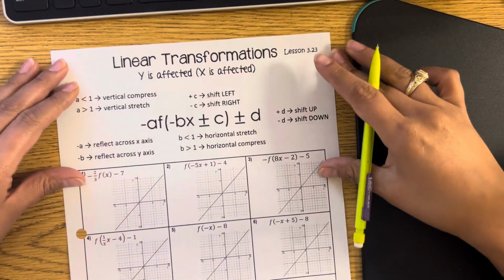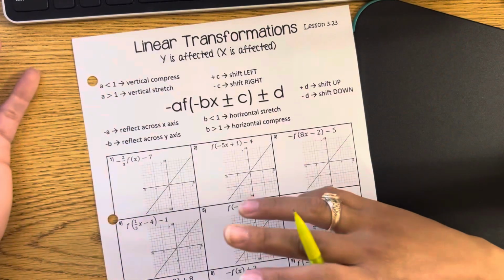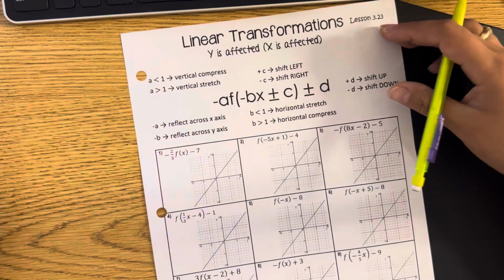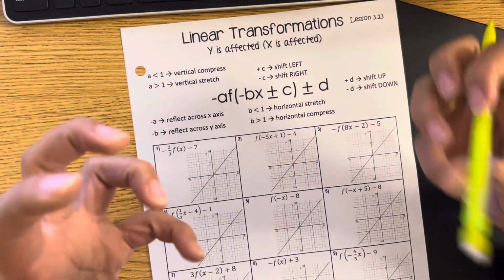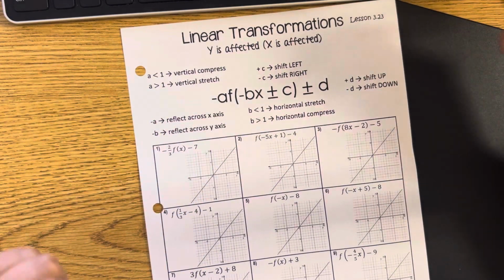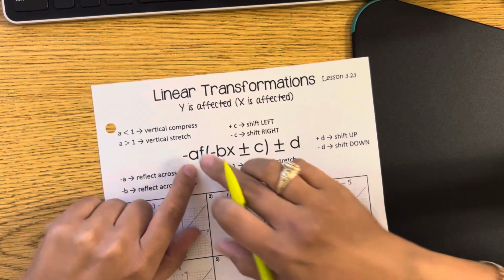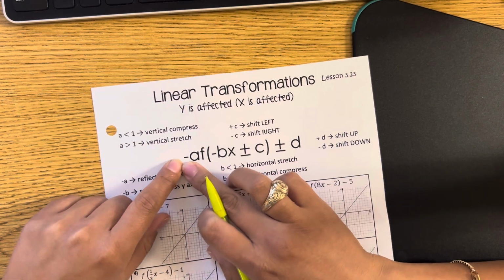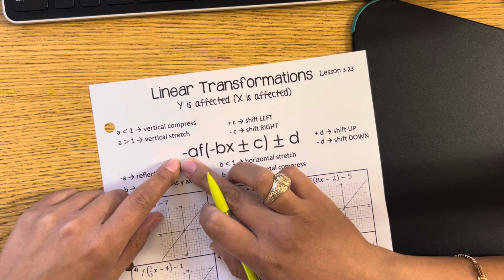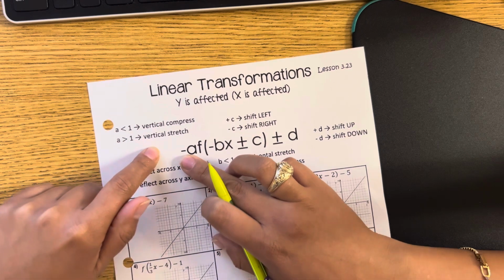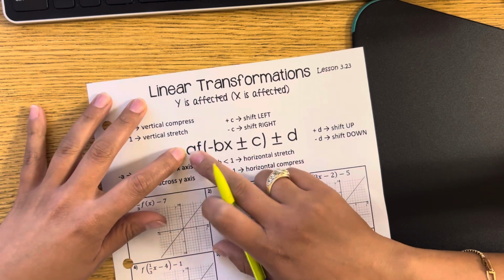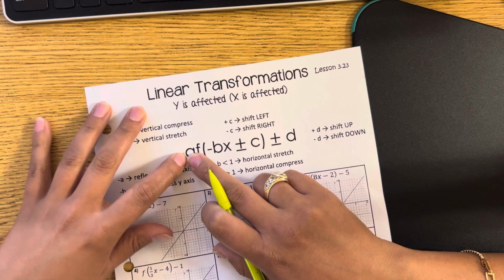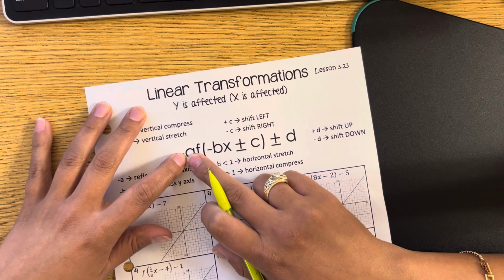All right. So if we look at what we're connecting to yesterday, it's being able to apply it to a graph, okay? So physically doing what we talked about. If we look at the beginning, let's start at the beginning. Remember, if A is negative, it means a reflection across the x-axis. And then A, if it's greater than 1, is a vertical stretch. Less than 1 is a vertical compress.